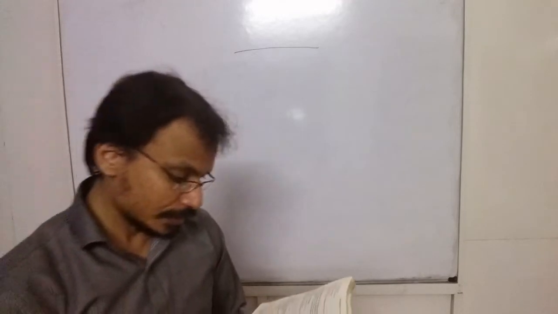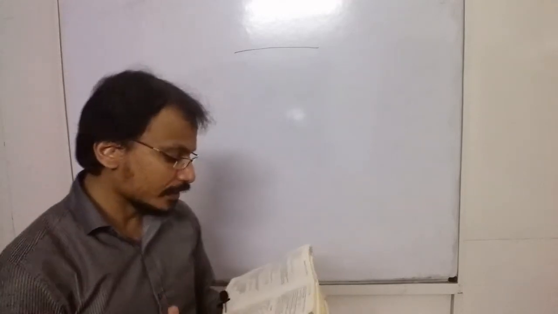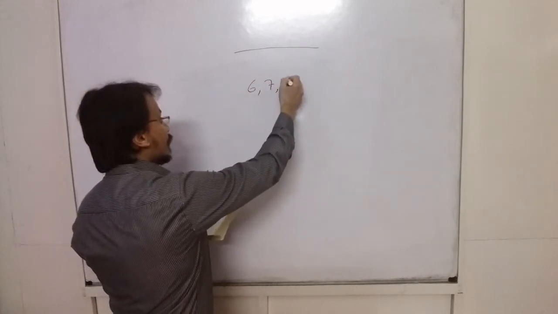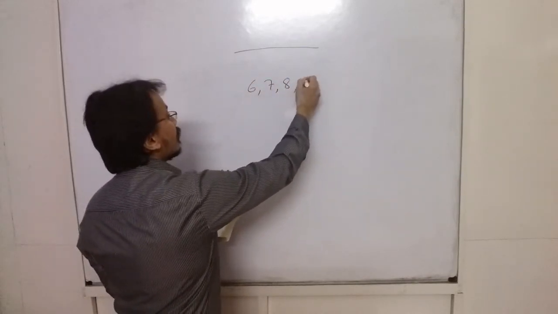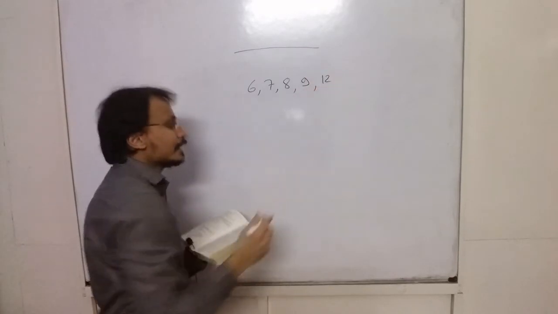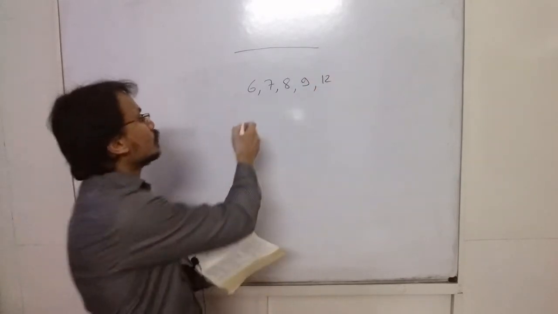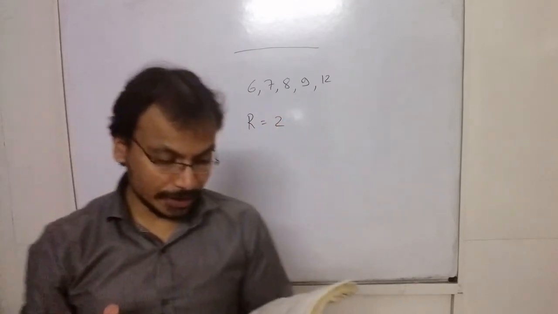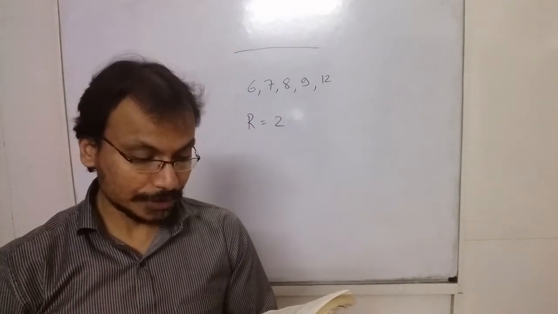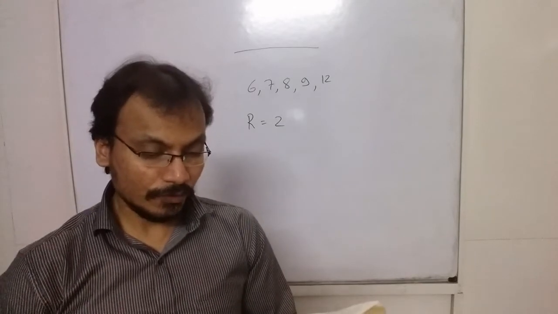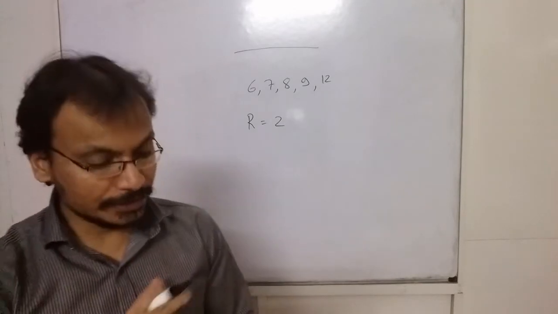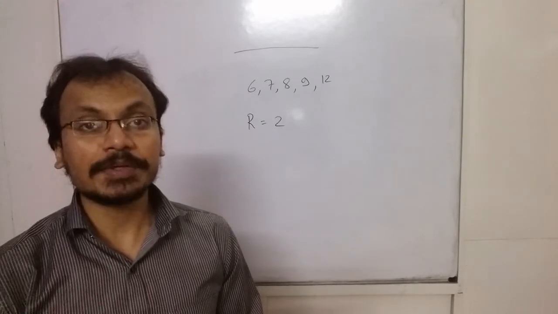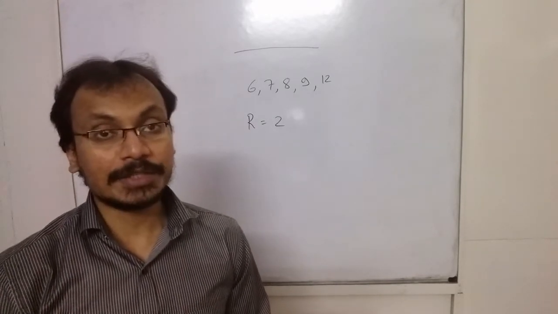One more type of question is again common. Find the least number which when divided by 6, 7, 8, 9 and 12 leaves the same remainder 2. So the remainder will be 2 in each case. Listen once again to this question. Find the least number which when divided by all these numbers 6, 7, 8, 9 and 12 leaves the same remainder in each case. The remainder is 2.